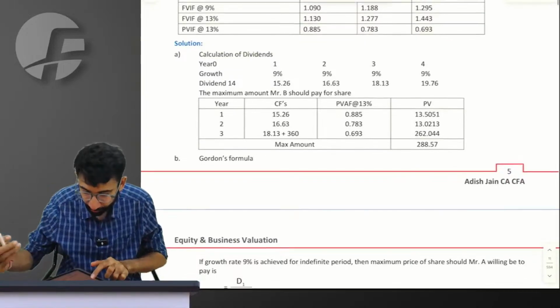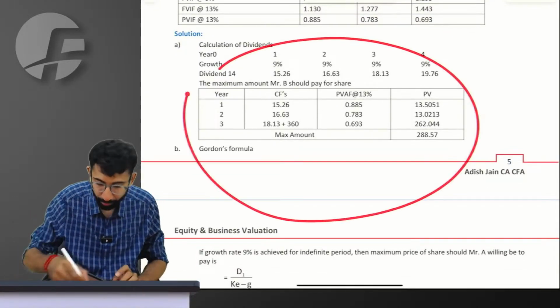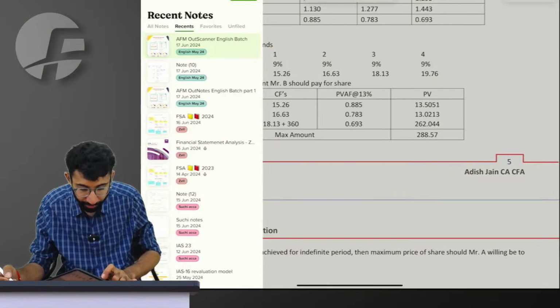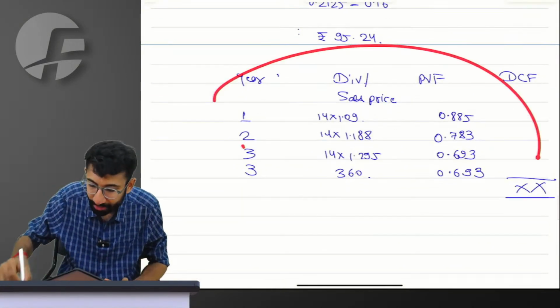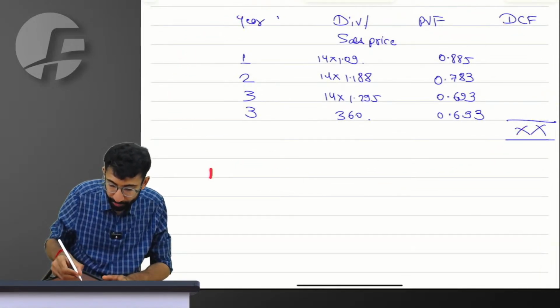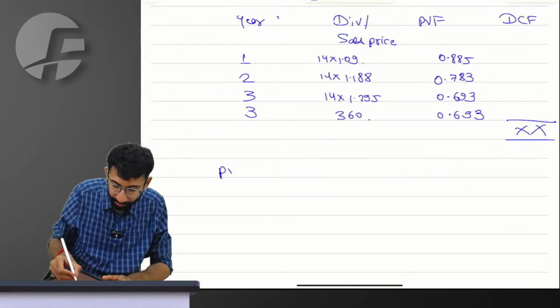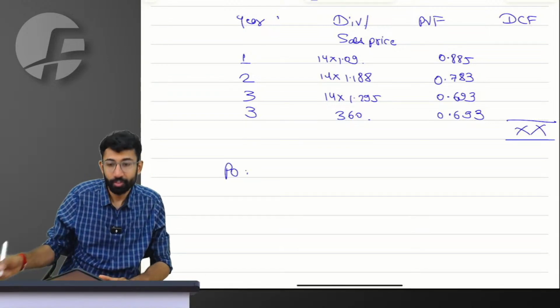Even the examiner has prepared a table because the presentation looks cleaner. Otherwise, what would we do? We would say present value. Now imagine that. Otherwise, what will I say? Value of share.